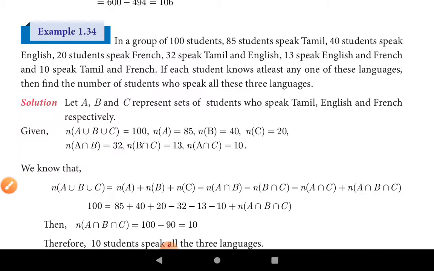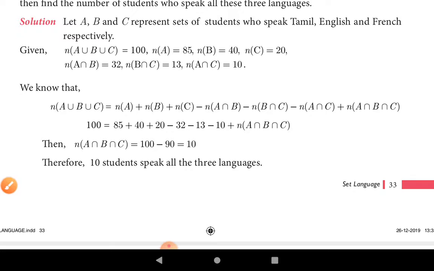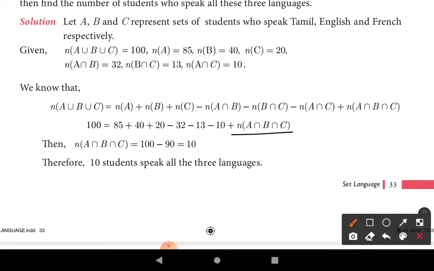Now according to the formula, we can directly simplify. You see, number of A union B union C is equal to 100, number of A is 85, number of B is 40, number of C is 20, and minus number of A intersection B, which is 32, minus number of B intersection C, which is 30, and minus number of A intersection C, which is 10. We don't know the last term. Let us find this.